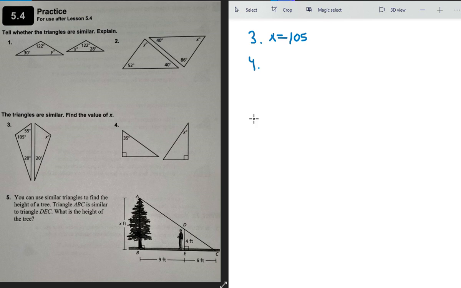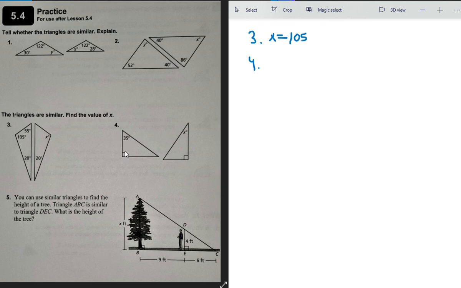Number 4, we're going to do the same thing, but on this one, we're going to have to imagine spinning this around. So if we spin it, it's not going to match up with the 35. This is matching up with this acute angle right here. So we've got to find this angle measure, and then it will be the same angle measure as this x degrees. So how do we find that one? Well, again, they all have to add up to 180. So this is a 90 degree angle. That symbol there shows me that it's 90 degrees.